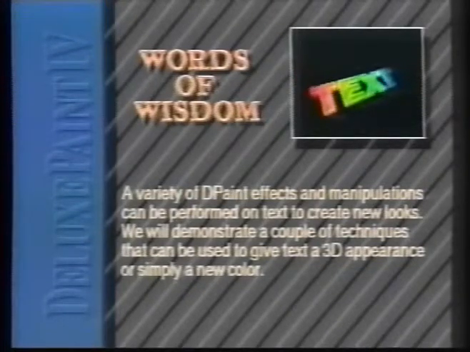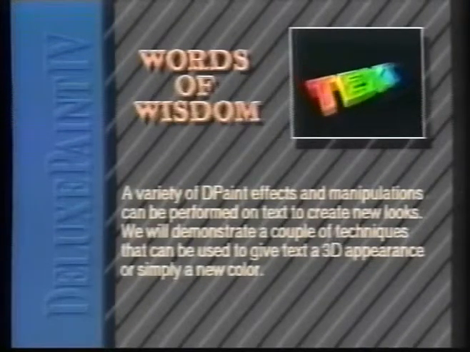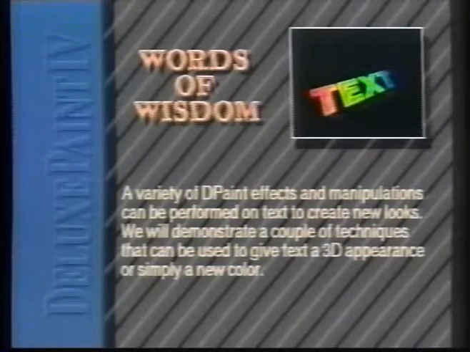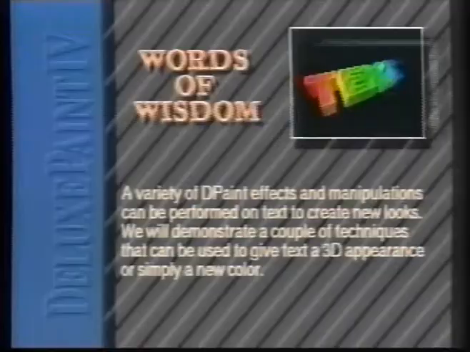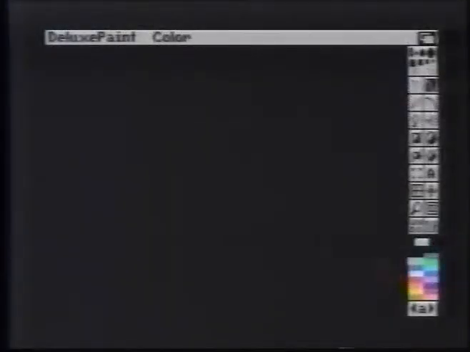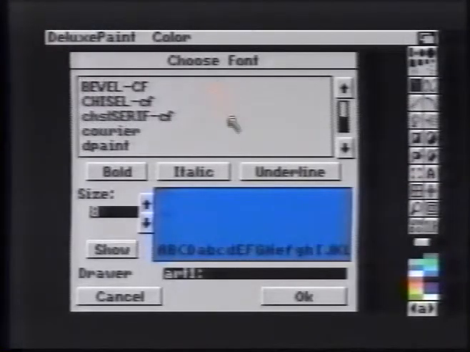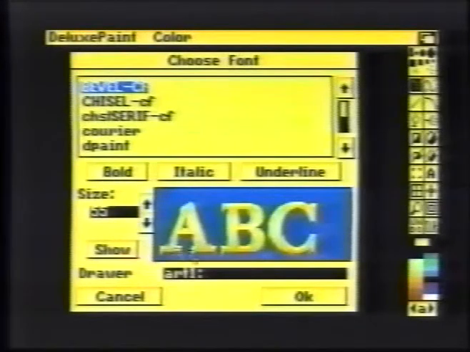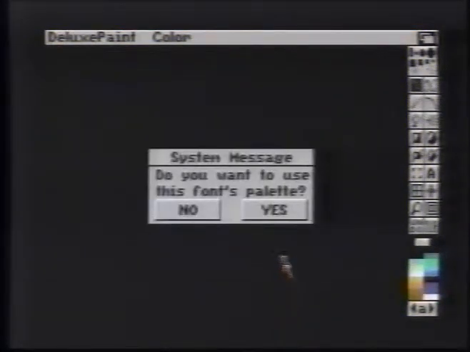A variety of DPaint effects and manipulations can be performed on text to create new looks. Our first example will be to show how to combine two color fonts which normally use different color palettes on the same HAM screen. We'll use Bevel first and choose that font's palette. We'll simply type font 1 for this example.